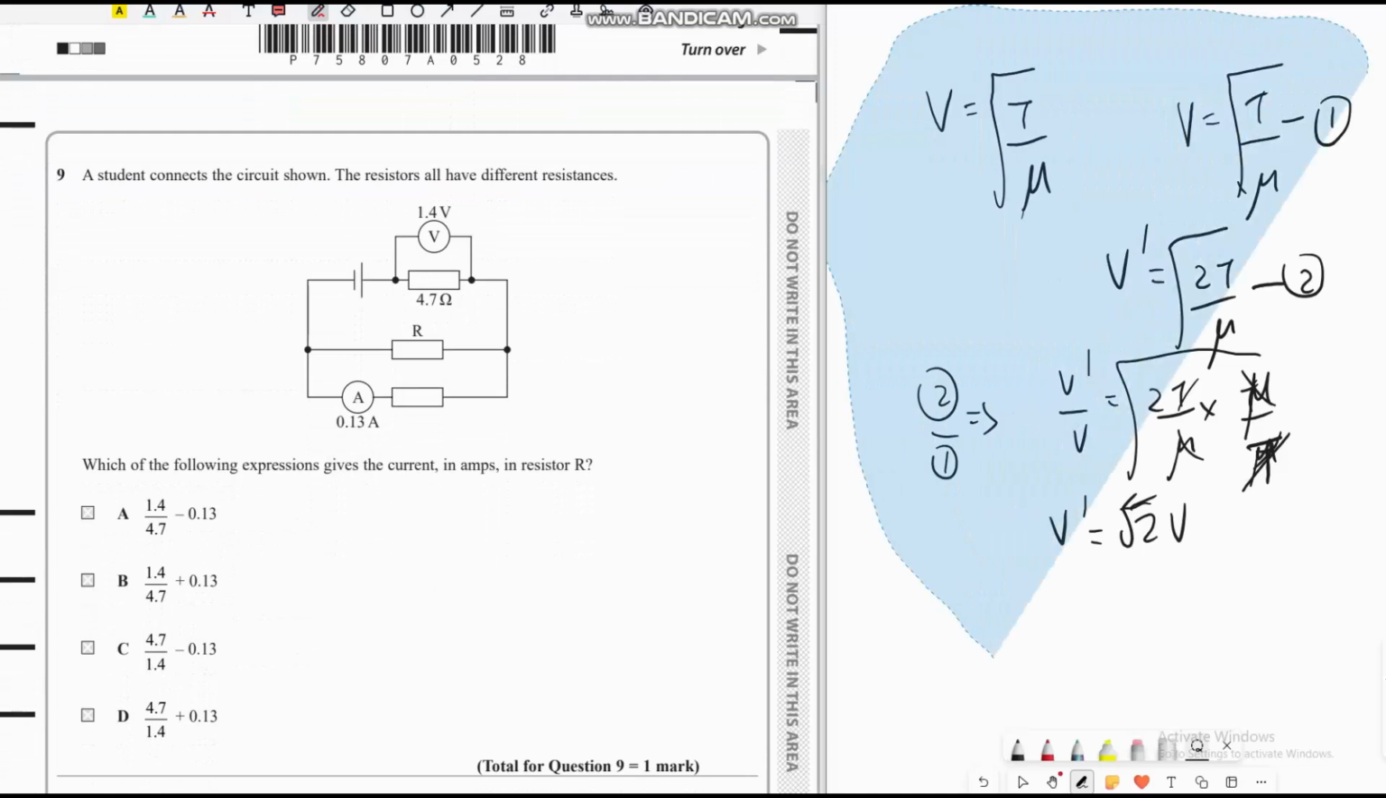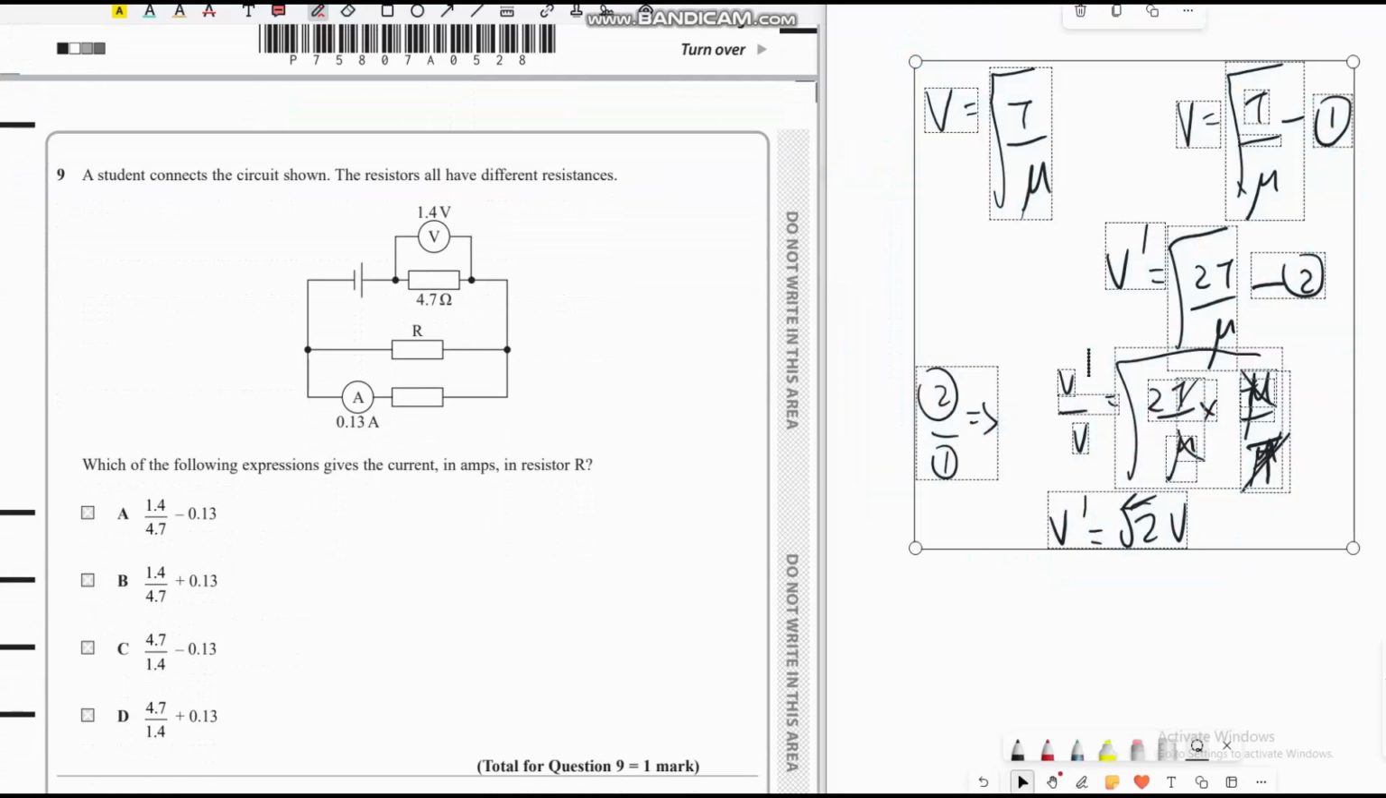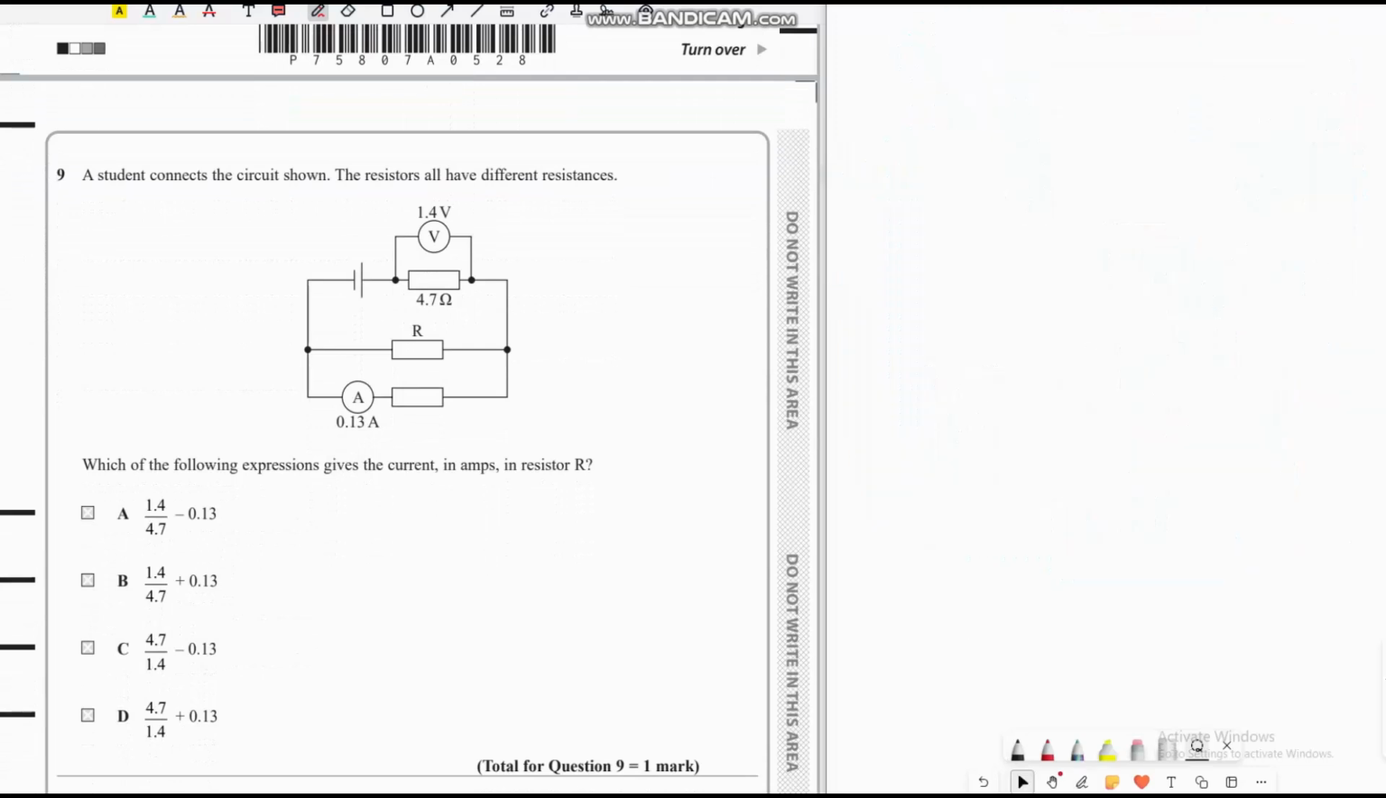A student connects the circuit shown. The resistors all have different resistances. Which of the following expressions gives the current in amperes in resistor R? So I can find the current here. The current I will be equal to V over R, which is 1.4 divided by 4.7. The current passes through this path and then gets split into this path and this path.